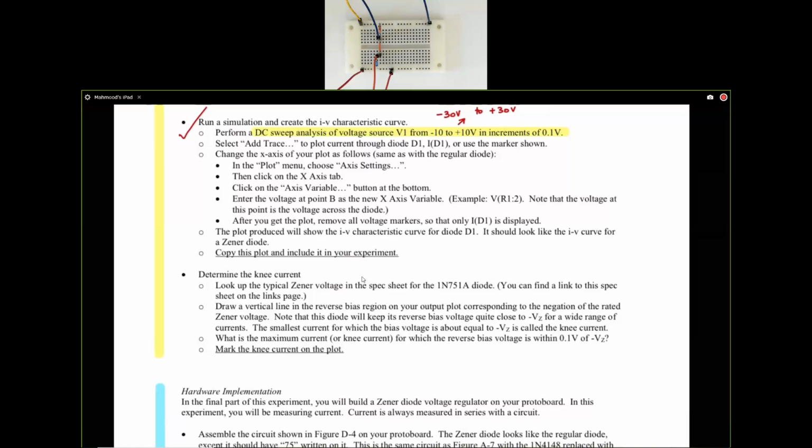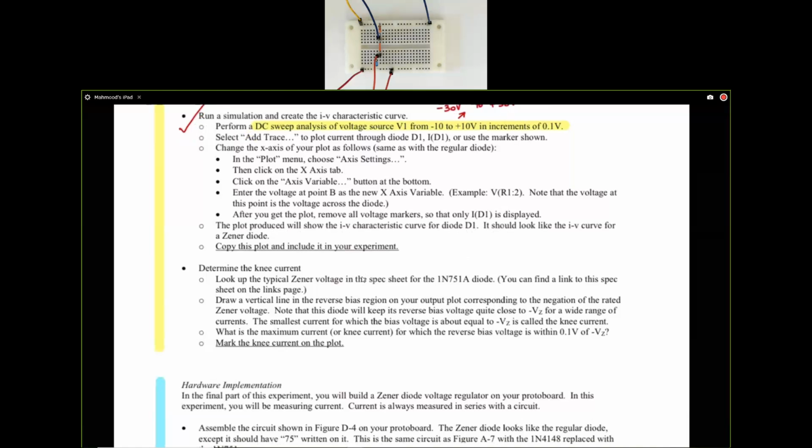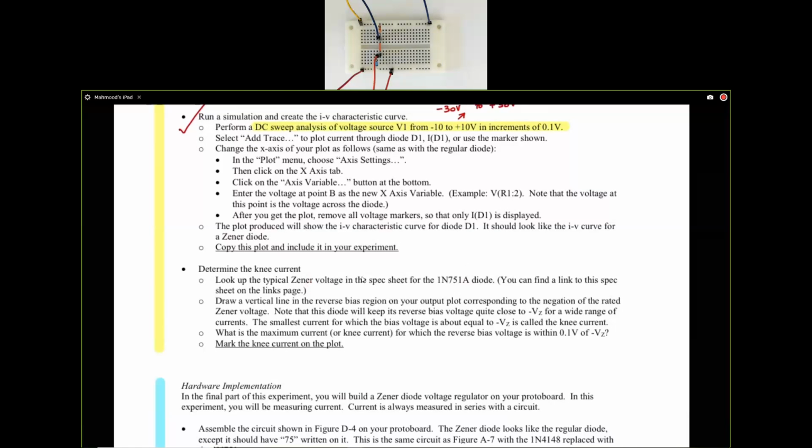Whatever voltage you read off of the data sheet, draw a vertical line in the reverse biased region, and at that particular voltage read off the current. The smallest current for which the bias voltage is equal to the Zener voltage is going to be the knee current.